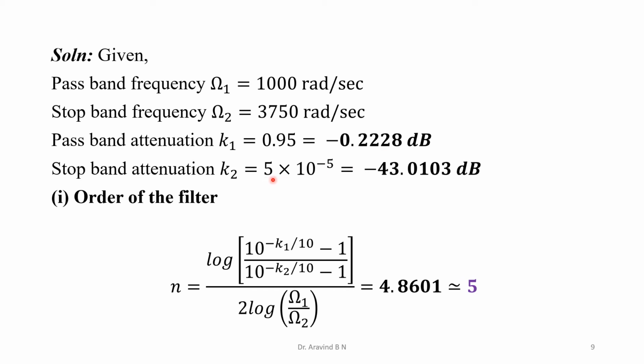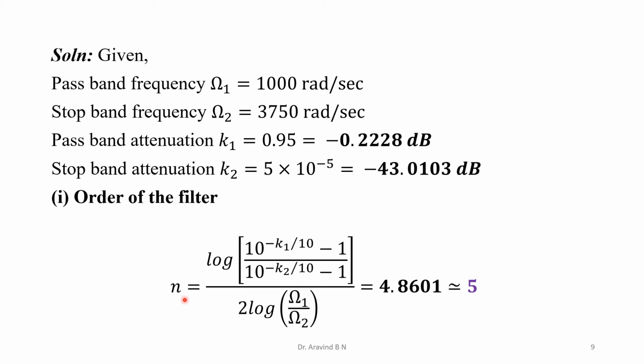Stop band attenuation is 5 into 10 to the power of minus 5. The value is given, but the unit was not given in the question. Therefore, we need to convert that into dB. So after applying the formula and converting that into dB, we have minus 43.0103 dB.